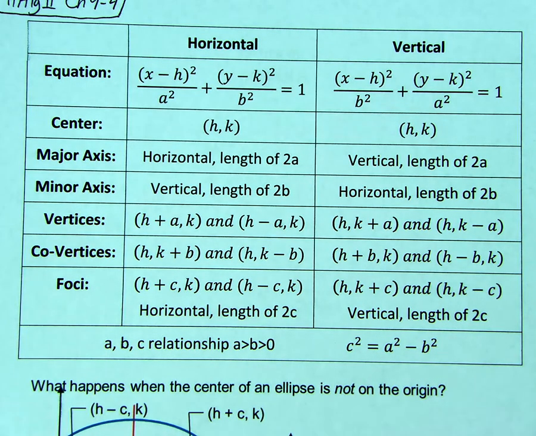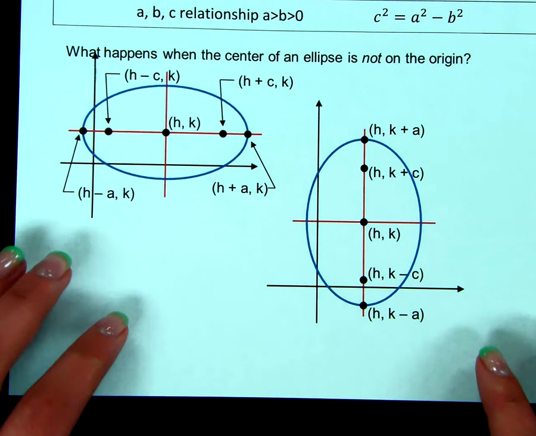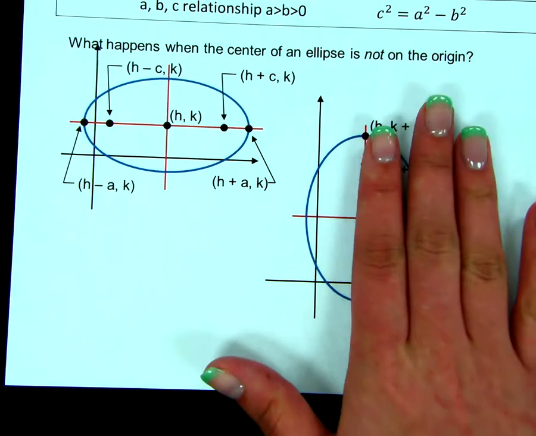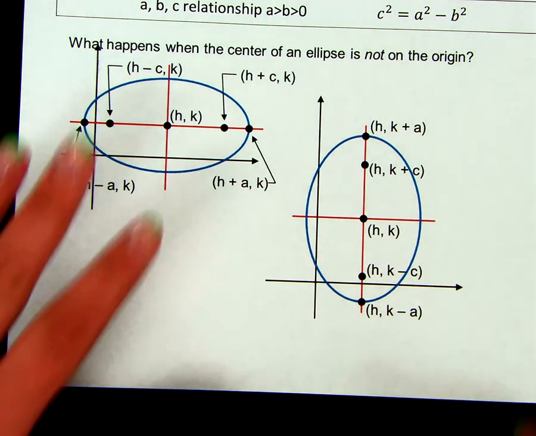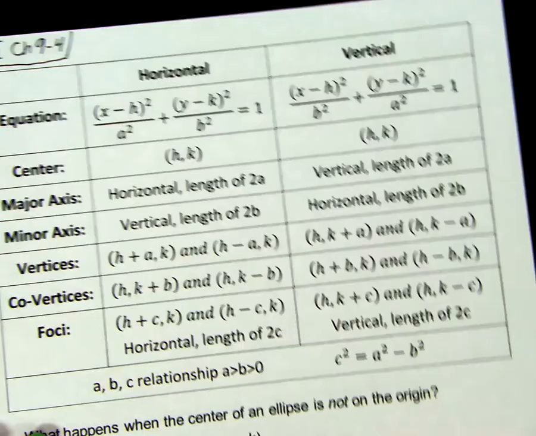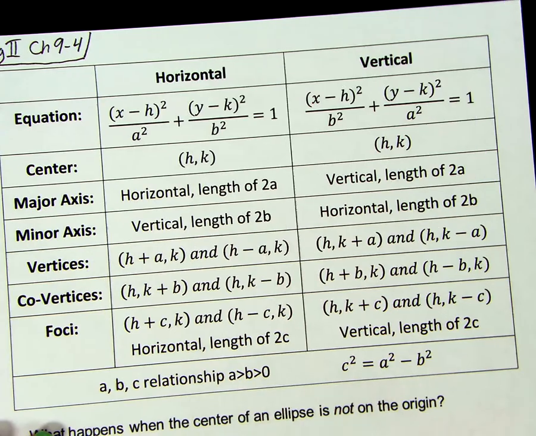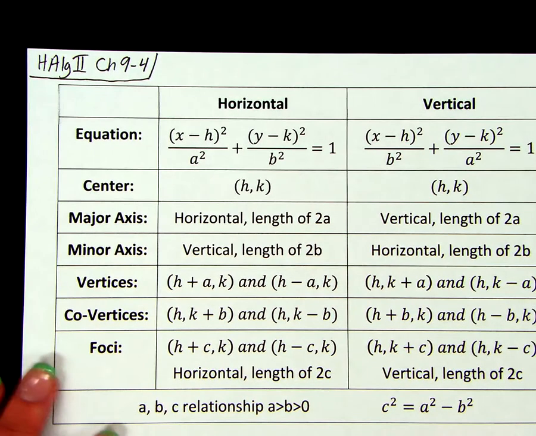Again, this is just another couple of pictures of our ellipses. We have a horizontal and we have a vertical one. In the next set of videos, we're just going to do a bunch of examples applying all of this information to writing equations, graphing, finding this information, and then domain and range.